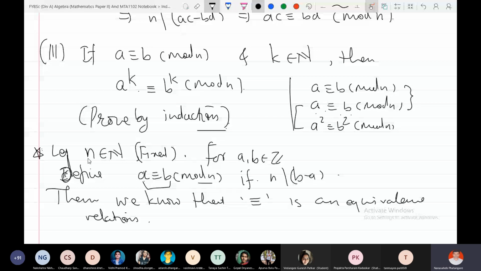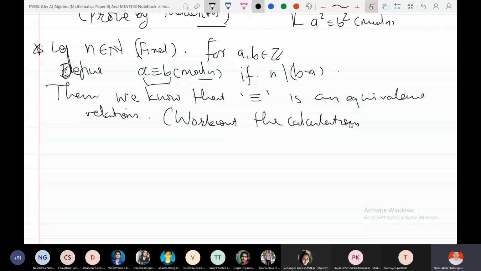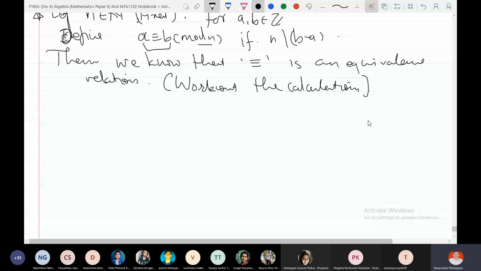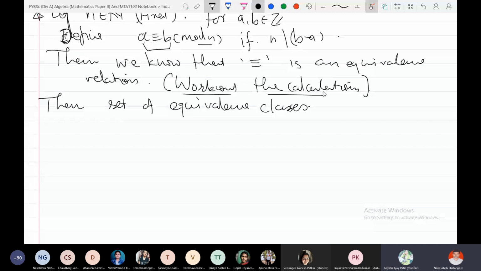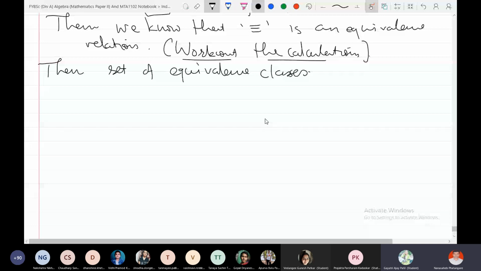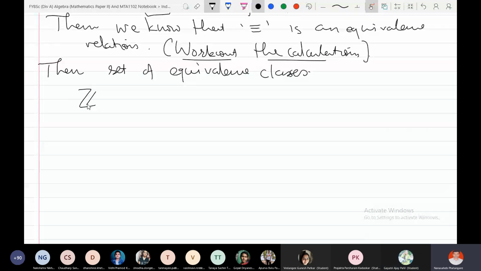So you should work out similar calculations for any n, right? So this is an equivalence relation. Then what is the set of equivalence classes? How do we denote this set of equivalence classes modulo this relation? This is simply Z modulo nZ.